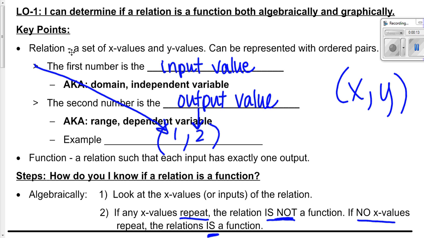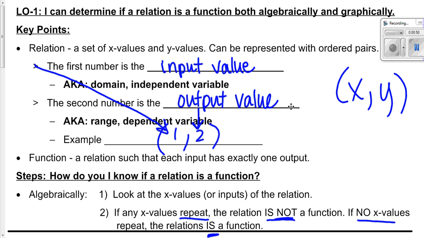So key points here: a relation is a set of x values and y values. It can be represented with ordered pairs. The first number is the input value, also known as the domain or independent variable. The second number is the output value, the y, also known as the range or dependent variable.